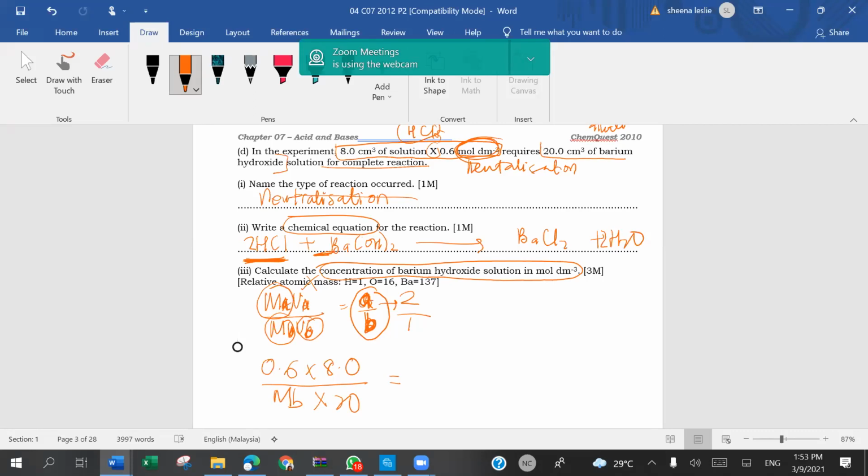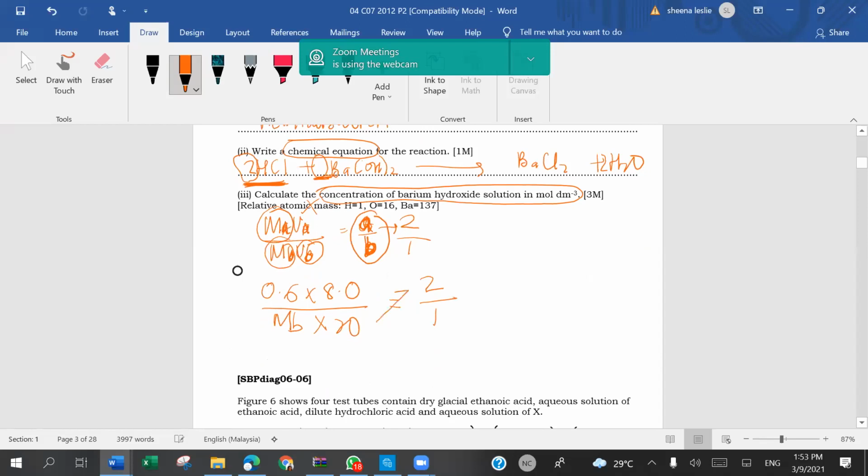Okay, I already did this with y'all. Go to acid. What is the number in front of acid here? 2. Go to alkaline. What's the number here? The number is 1. Okay, let's see how to cross multiply. So 20 times 2 is 40 MB. 40 MB is equal to 0.6 times 8 is how much? 4.8. So MB is equal to 4.8 divided by 40. What do you all get? 0.12.